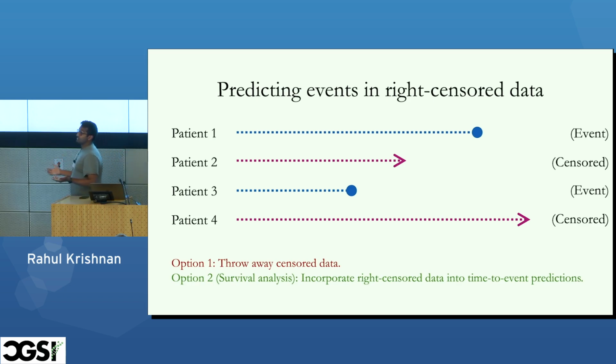We have 2 options if we're collecting a large biomedical data set and we run into right-censored data. Option 1, which is highlighted in red because it's not a great option, is to throw away all of the censored data.